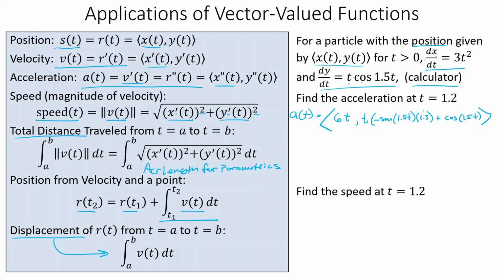And then we're just going to plug in 1.2. So the acceleration at 1.2 is 6 times 1.2, and then 1.2 times negative 1.5 sine of 1.5 times 1.2, plus cosine of 1.5 times 1.2. And we would just be plugging that into our calculator to work that out.